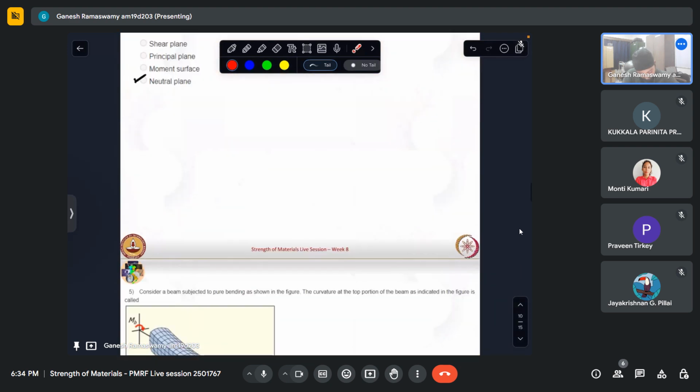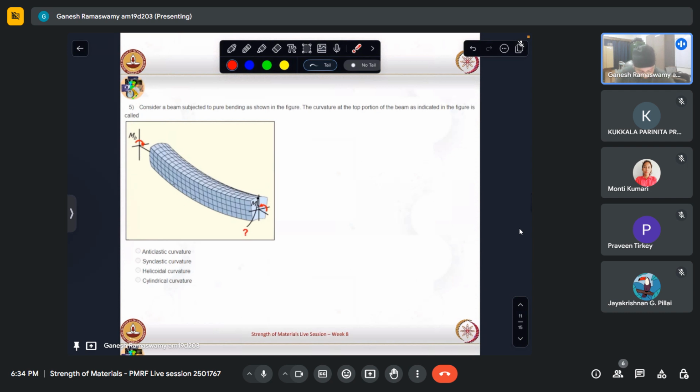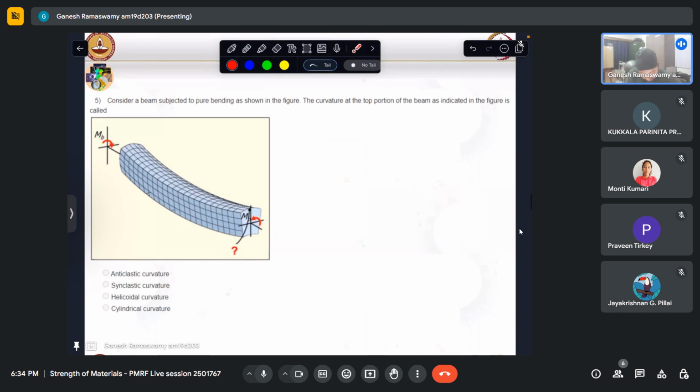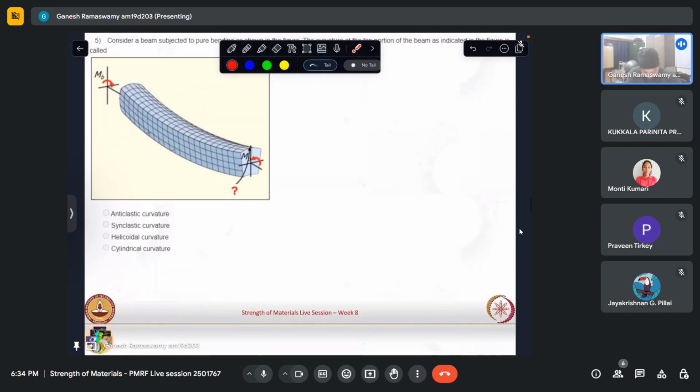Okay, so let us look at this question. As I was just discussing, this shape has come about because of the Poisson's effect. Consider a beam subjected to pure bending as shown. The curvature at the top portion of the beam indicated in the figure is called what? Is it anticlastic curvature, synclastic curvature, helicoidal curvature, or cylindrical curvature?